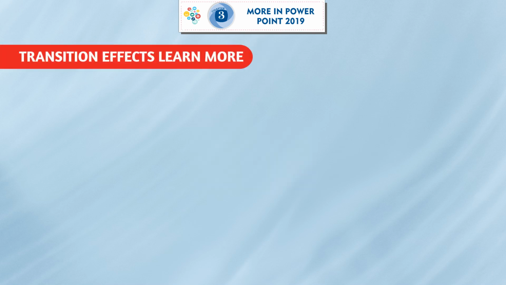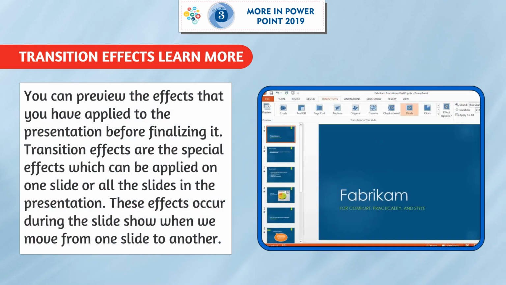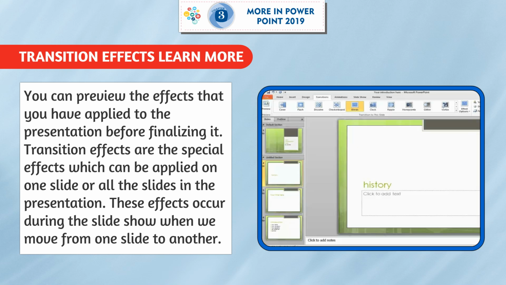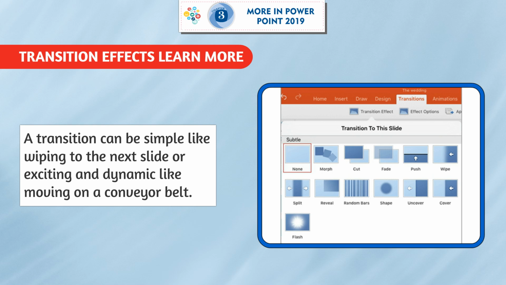Transition effects. Transition effects are the special effects which can be applied on one slide or all the slides in the presentation. These effects occur during the slideshow when we move from one slide to another. A transition can be simple, like wiping to the next slide, or exciting and dynamic, like moving on a conveyor belt.